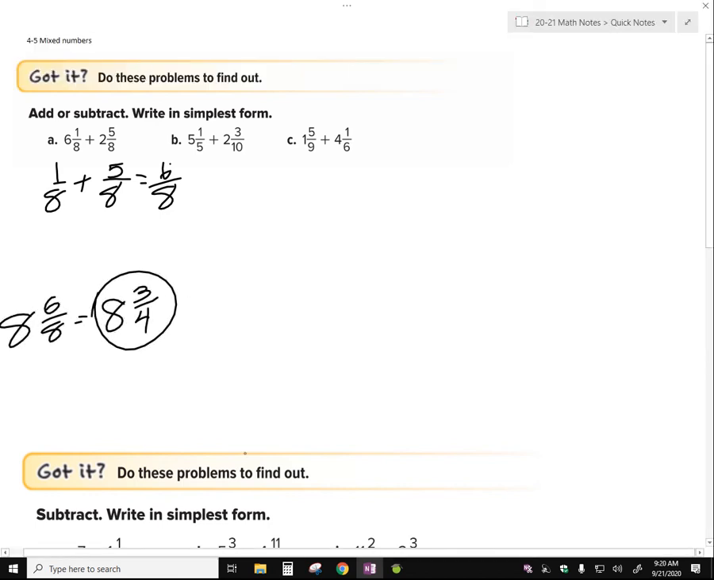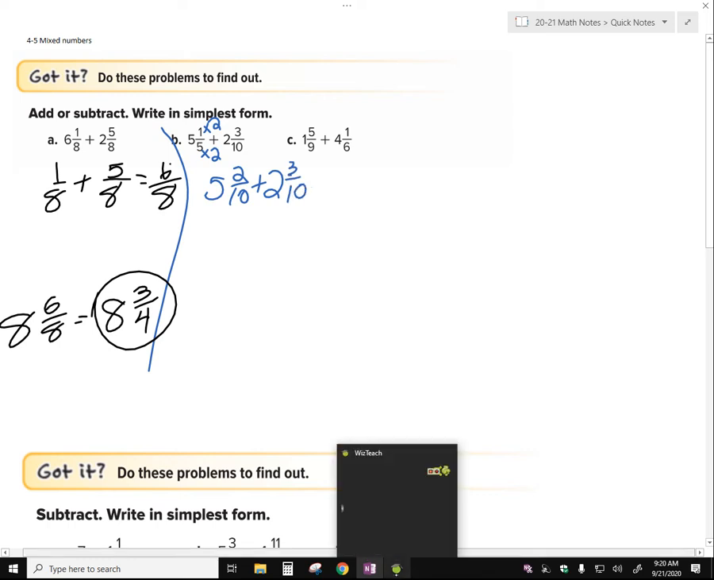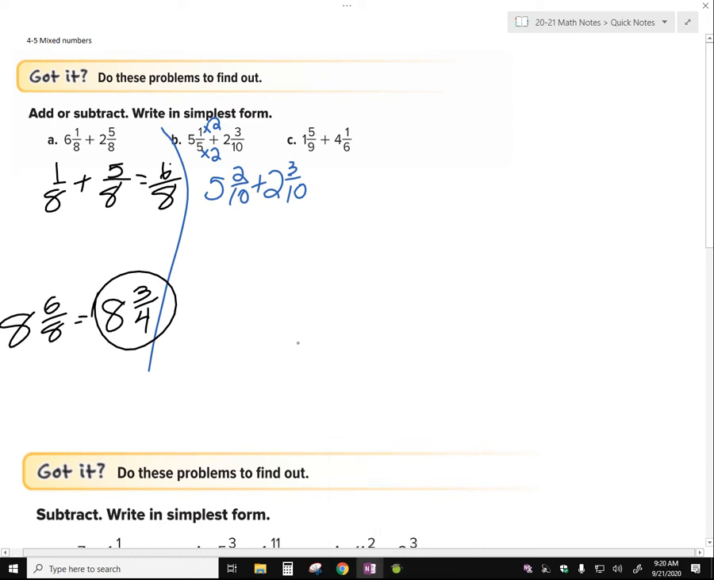All right, we have 5 1/5 plus 2 3/10. We have to multiply this by 2 to get the common denominator of 10, the least common denominator, LCD. 5 2/10 plus 2 3/10. We add up the fractions. 2 plus 3 is 5. We add the whole numbers. 5 plus 2 is 7. 7 5/10, which simplifies to 7 1/2.